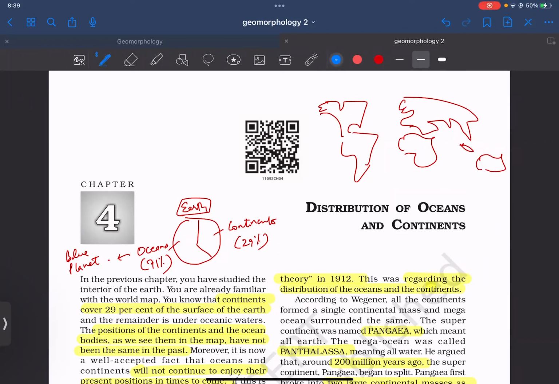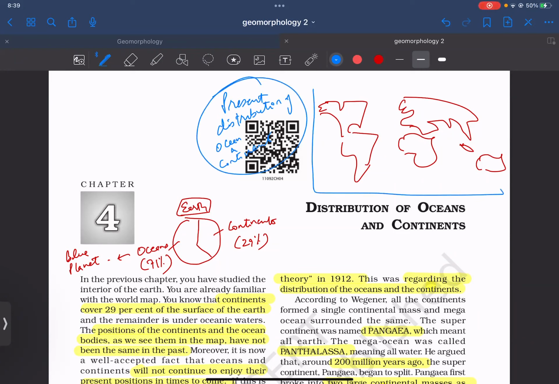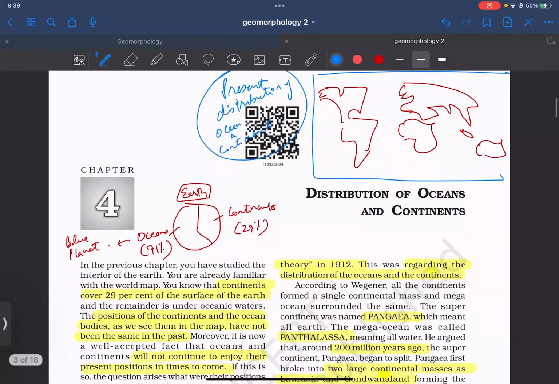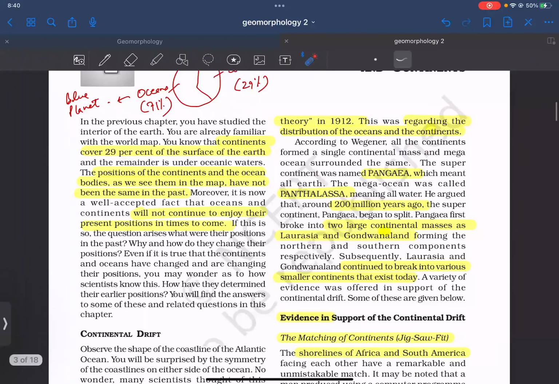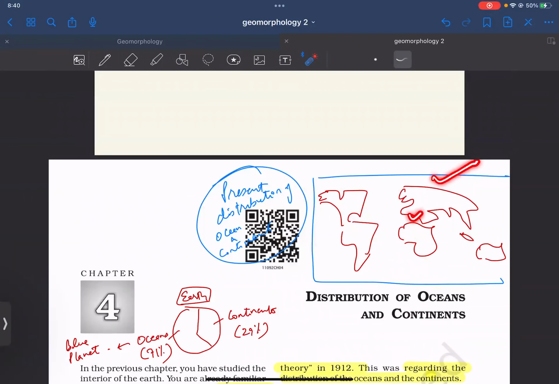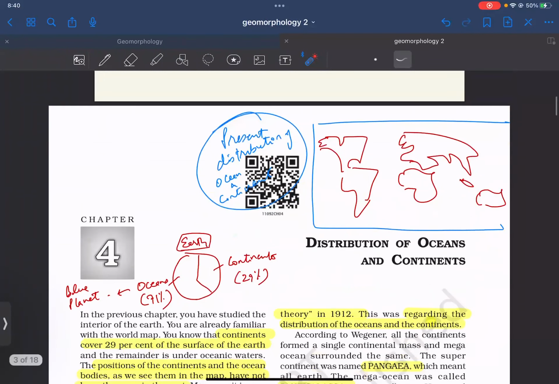So this is the present distribution of oceans and continents in today's time. Was this distribution of oceans and continents the same in the past or not? As we have found through various studies, it was not. Keep this in mind. Neither in the past was it the same as the present, and in the future also it won't be the same. It would be changing. Keep this basic thing in mind.